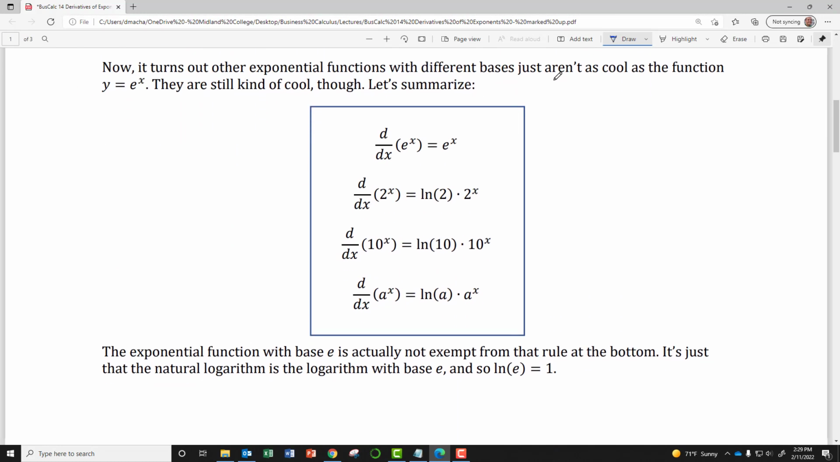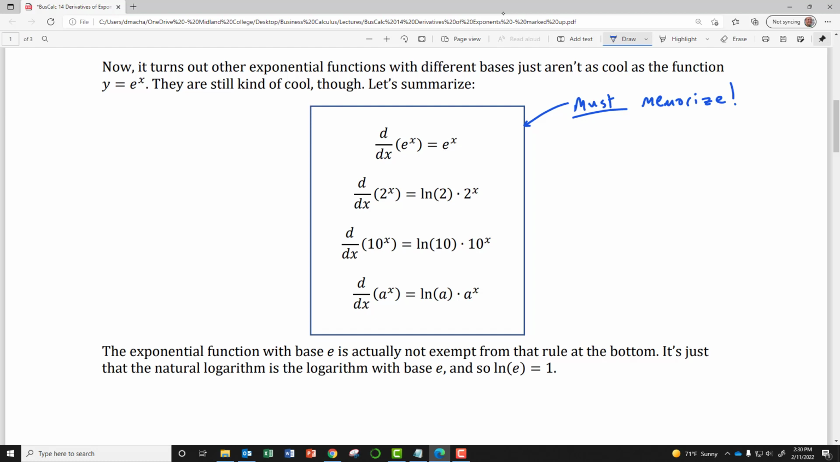Now it turns out, if we have exponential functions with different bases, like other than that e, they're not quite as cool. They don't have the same property. They're still kind of cool, and I want to summarize. And what I have put in this blue box represents things that you as a student must memorize. What you must memorize is whenever you have the derivative of e to the power x, so the exponential function with base e, that derivative is just e to the power x. And so that's a remarkably simple derivative.